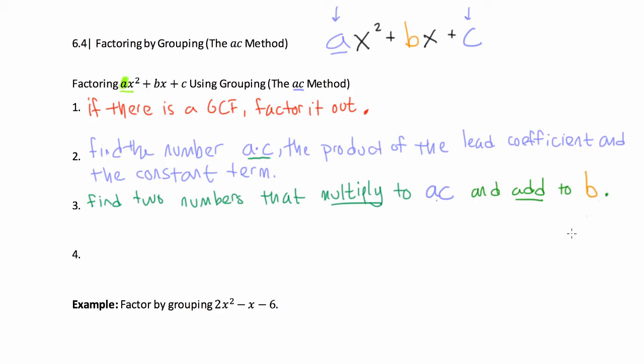And now the thing about these problems where my lead coefficient is not equal to 1 is I'm not done there. I just can't take these two numbers and put them in the second places in my parentheses. But what I can do is this. I can then rewrite that middle term. So rewrite the bx term as the sum of the two numbers found in step 3.